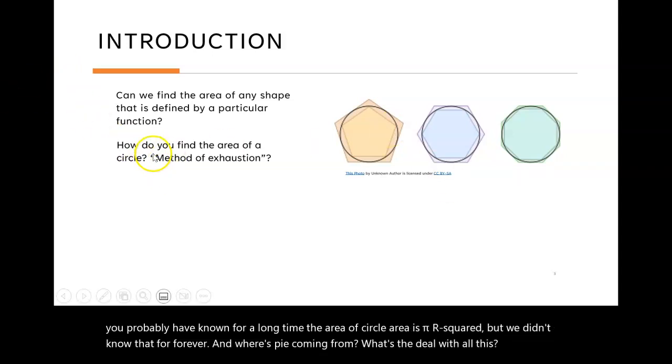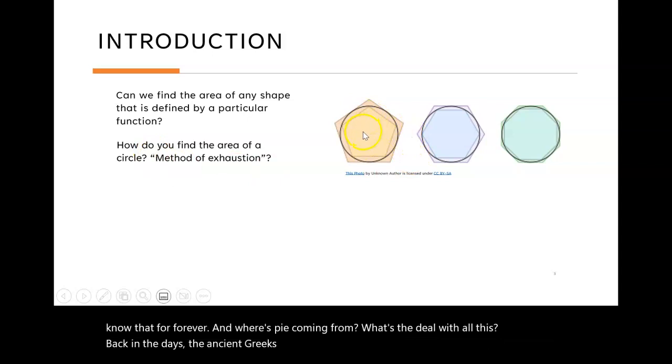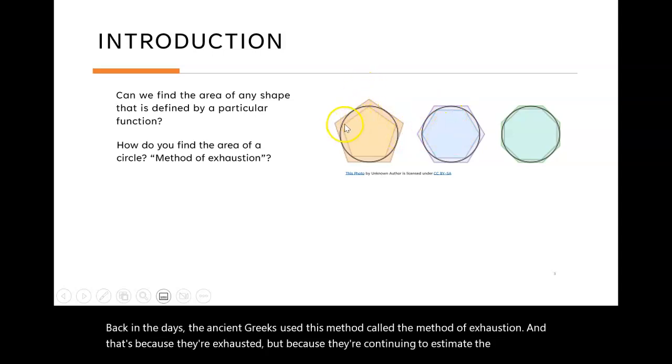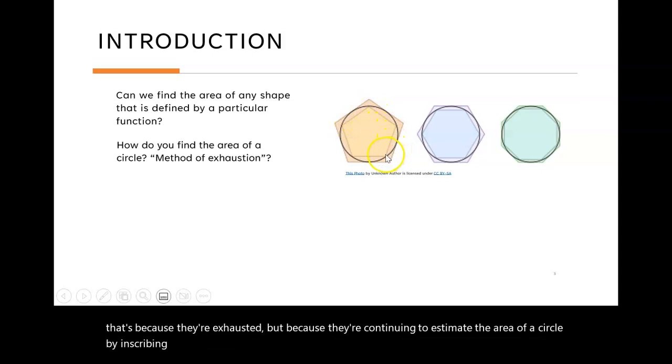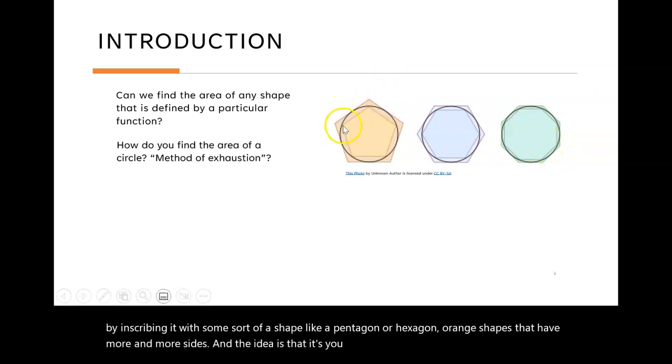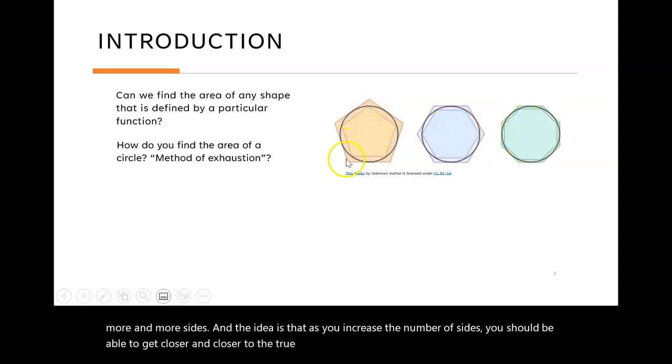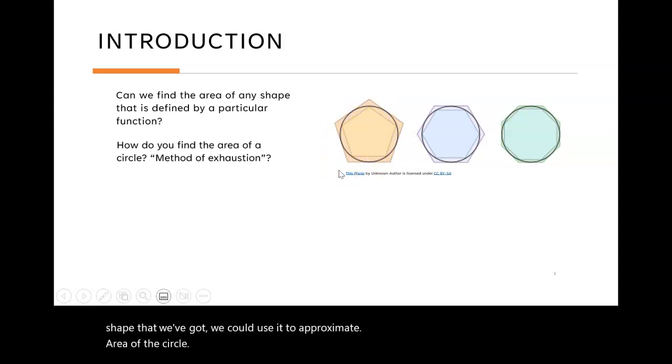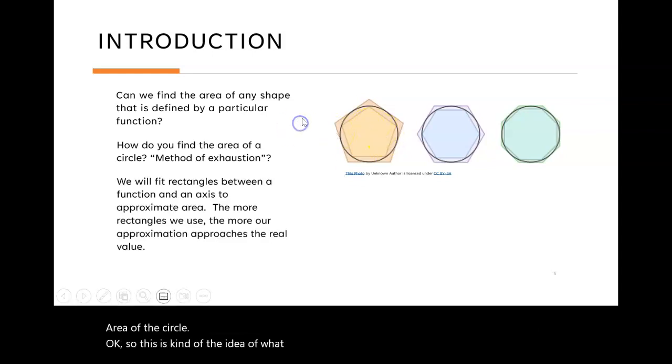Well, back in the days, the ancient Greeks used this method called the method of exhaustion. Not because they're exhausted, but because they're continuing to estimate the area of a circle by inscribing it with some sort of shape, like a pentagon or a hexagon, or shapes that have more and more sides. And the idea is that as you increase the number of sides, you should be able to get closer and closer to the true area. And if you can find the area of this particular shape that we've got, we can use it to approximate the area of the circle. Okay, so this is the idea of what's going on here.